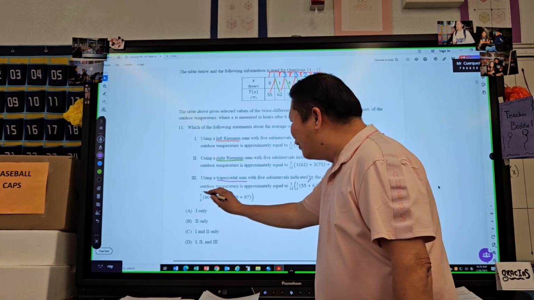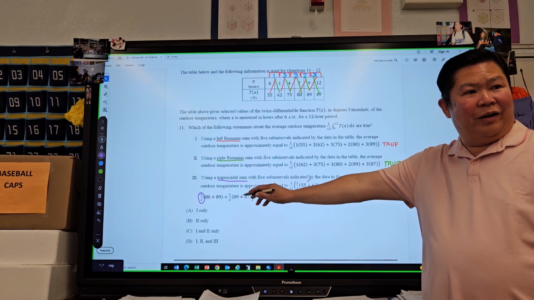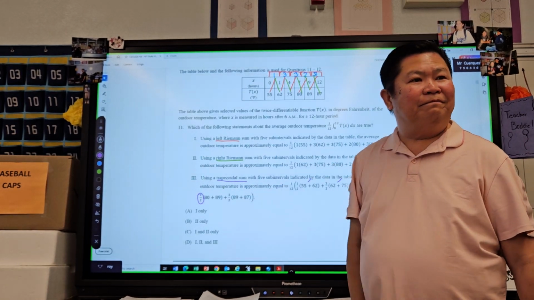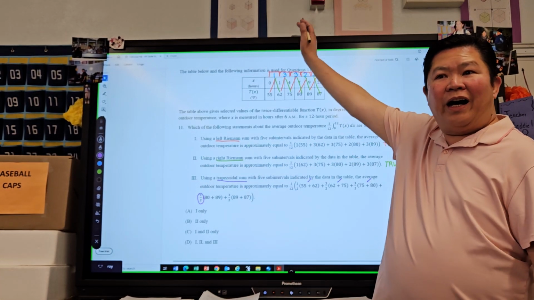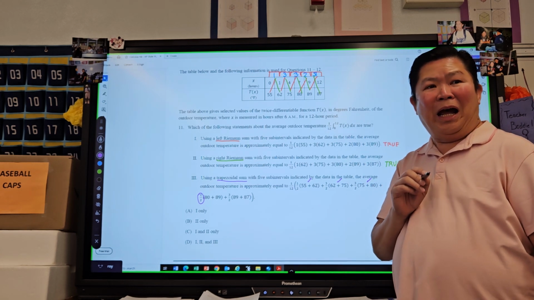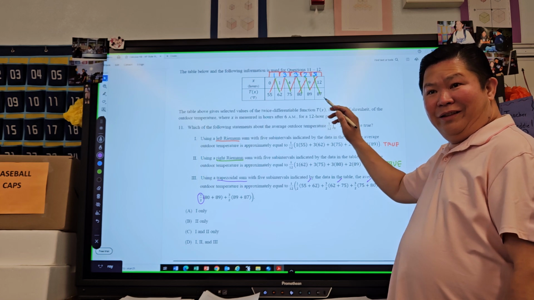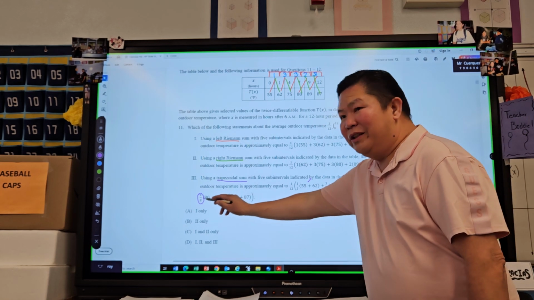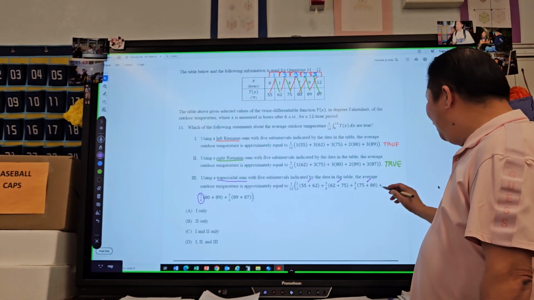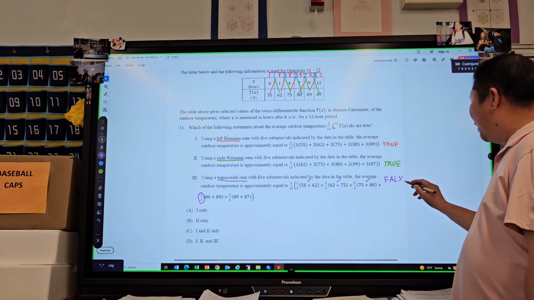So this is an error, right? Because it should be 1, because the height is 2, according to Manny. Manny is right. The height is 2 and 2 divided by 2 is 1, not 1/2. So this statement is false. Did you get me, guys?